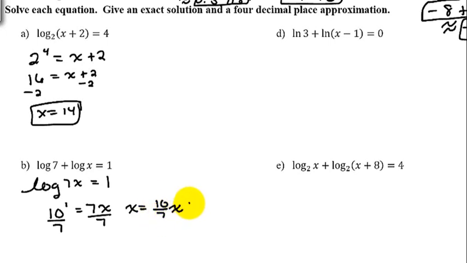And I guess if you're on MyMathLab, it will want a 4 decimal place approximation if it's asking for one. And so we need to compute that 10 divided by 7 on our calculators, and we get 1.4286. It was 85, but you need to round the 5 up because there was a 7 after it.